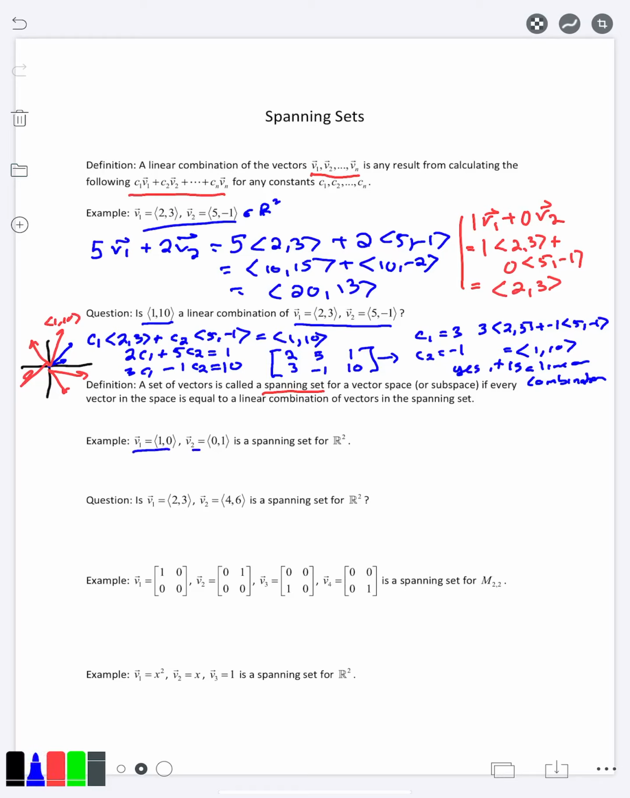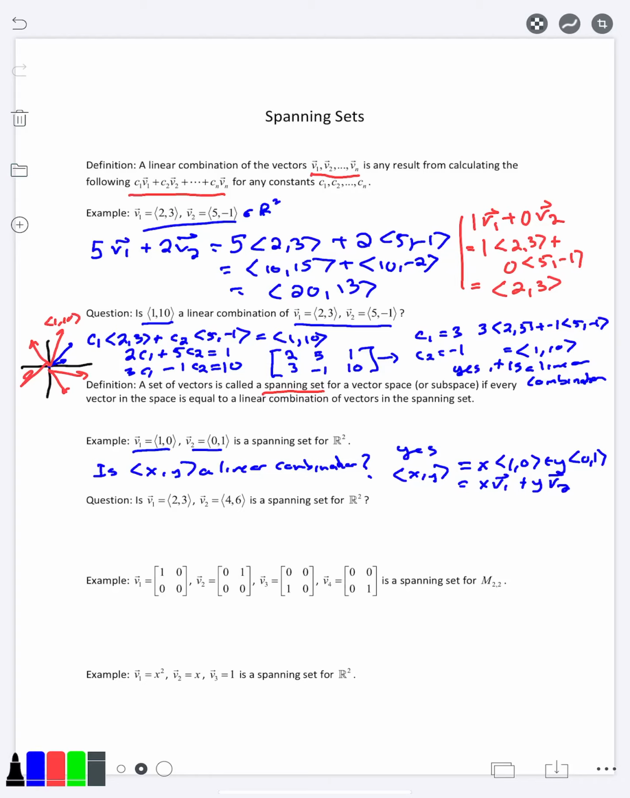(1, 0) and (0, 1). That is a spanning set. And the reason why is I need to ask myself, is any random vector a linear combination? And the answer is yes, because you can write (x, y) as x times (1, 0) plus y times (0, 1). So that shows you that (x, y) is a linear combination of v1 and v2. And since x and y could have been any vector that we had, therefore the vectors v1 and v2 have to form a spanning set.